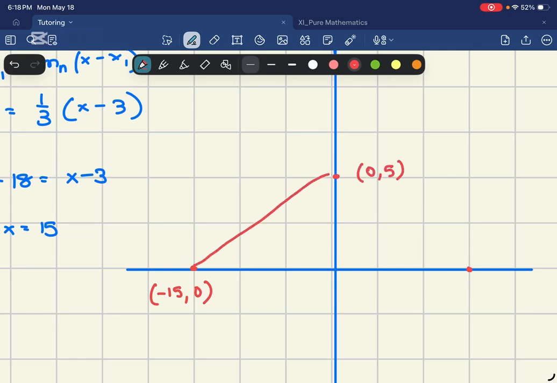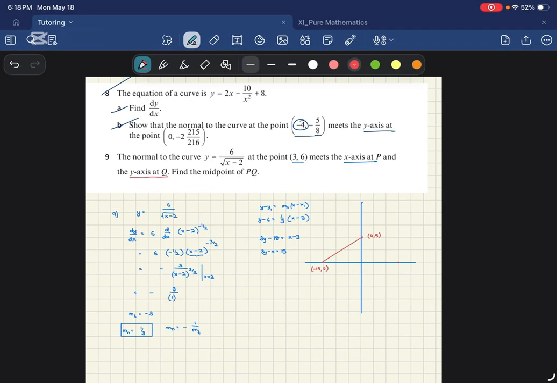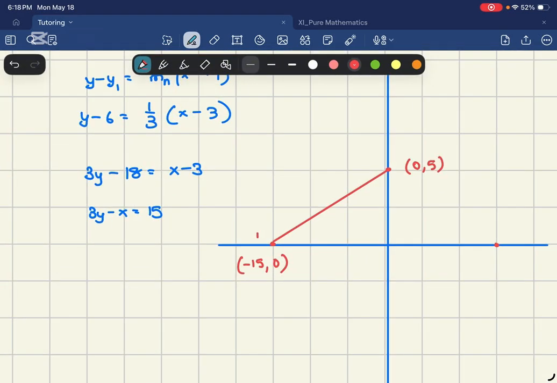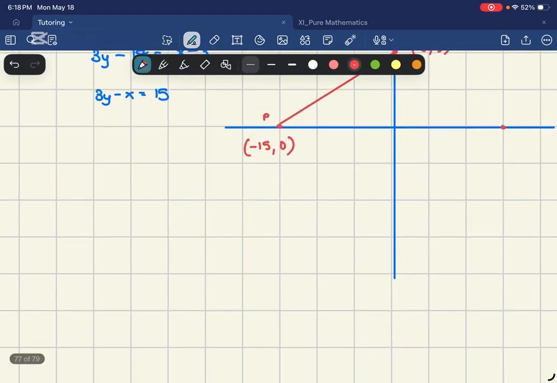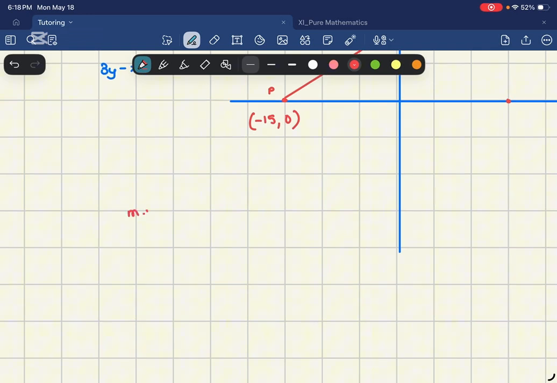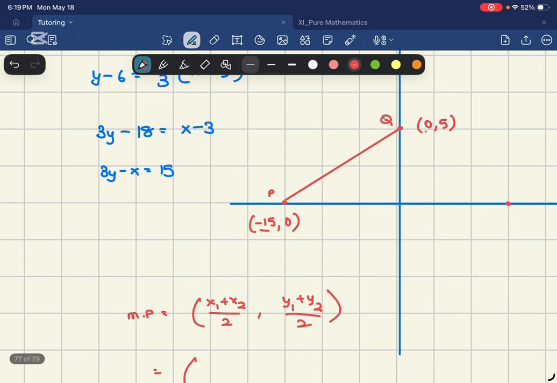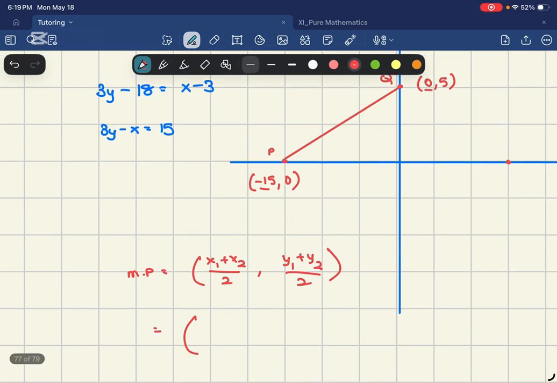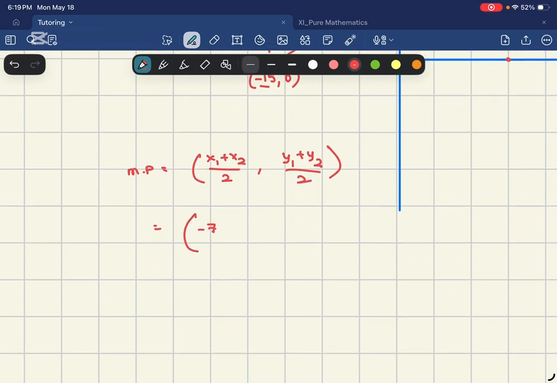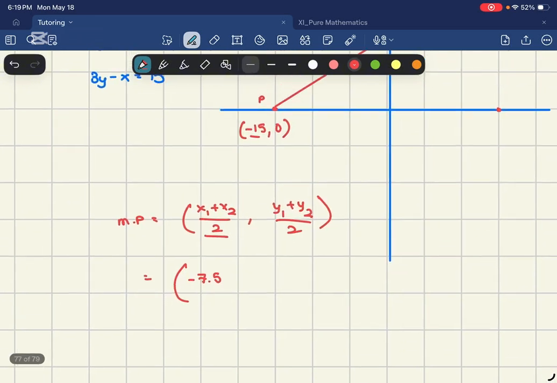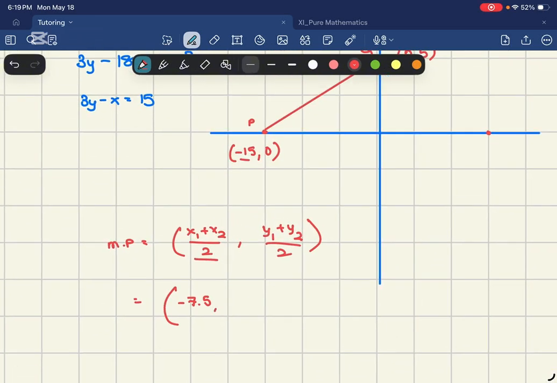So you have this line. This is your normal line, right? So this is P, this is Q. And we need to find the midpoint. So the midpoint is just going to be x1 plus x2 divided by 2, comma y1 plus y2 divided by 2. And you know that x1 is negative 15, x2 is 0, so negative 7.5, right? If you plug those values here, you're going to get negative 7.5.